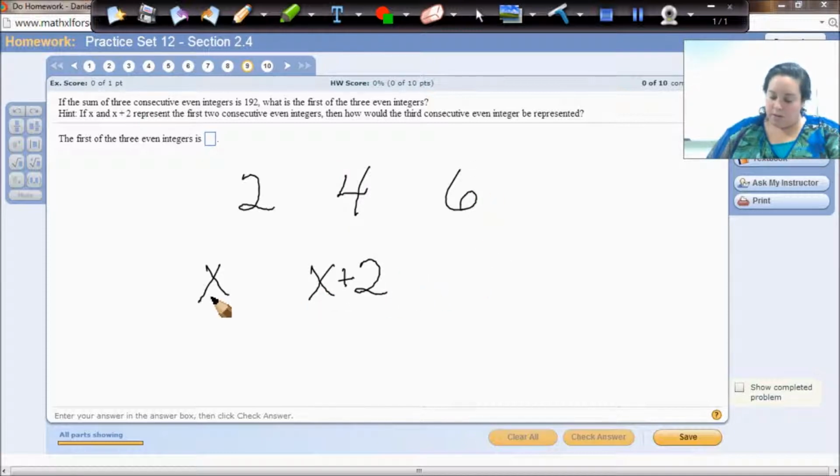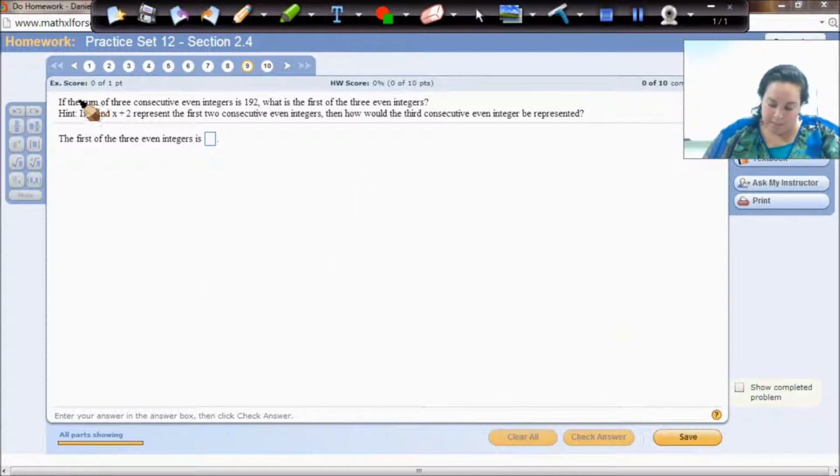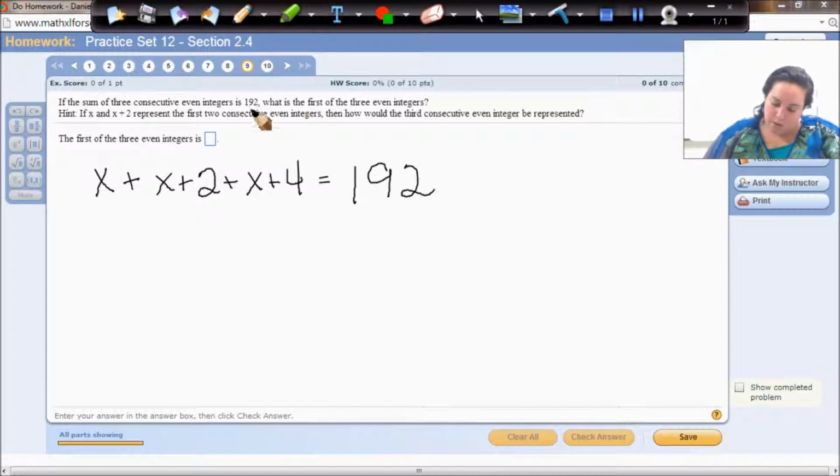And to get to the third one, 2 plus what is 6? 2 plus 4 is 6. So we have to have x plus 4. Okay, so we're going to use these 3 arbitrary consecutive even integers. Okay, so we want to add them up. The sum of 3 consecutive even integers is 192. So we're going to add up x, and the second one is x plus 2, and the third one is x plus 4. Okay, and we will add them up, and they equal 192. What is the first of the 3 even integers?